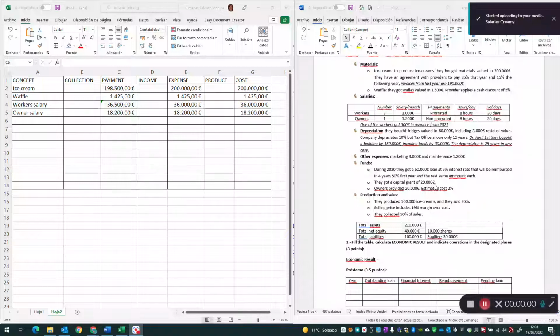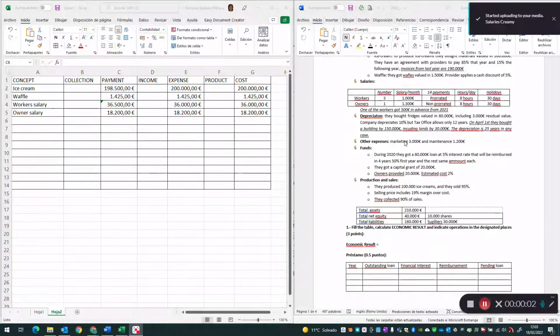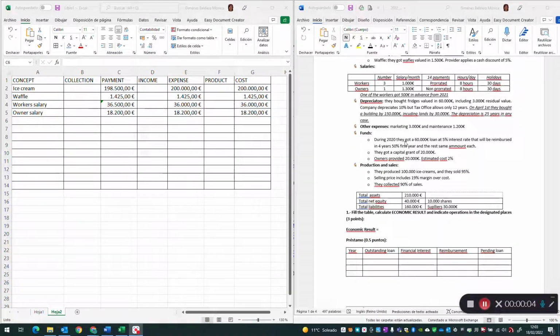In this video, we're going to deal with the depreciations for Creamy company. Since depreciations require a little bit more calculation, I'm going to use the space below the table right here to prepare and check the formulas and prepare everything we need to know and take into account before putting the things into the chart.